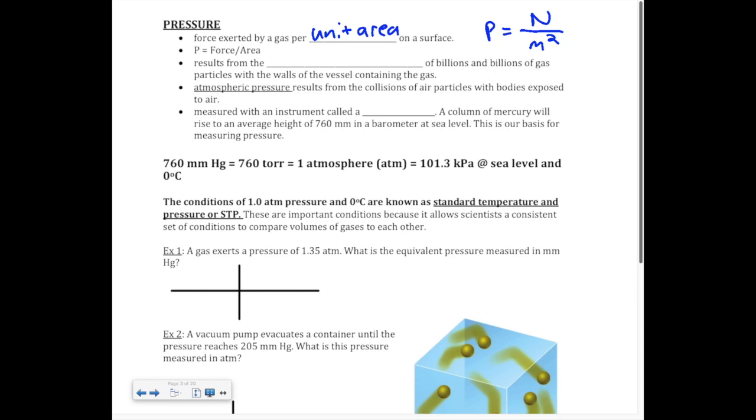Pressure results from the simultaneous collisions of billions and billions of gas particles with the walls of the vessel containing the gas. So if you recall that simulation I showed, it's the particles actually colliding with the container, not themselves, it's with the container. So now atmospheric pressure results from the collisions of air particles with bodies exposed to air. And the pressure is measured with an instrument called a barometer.